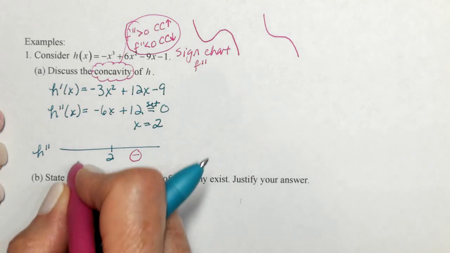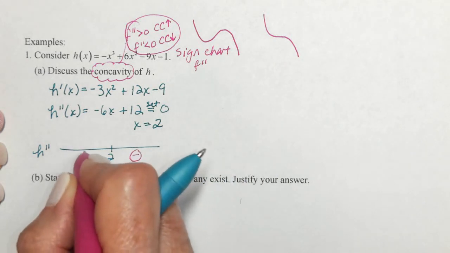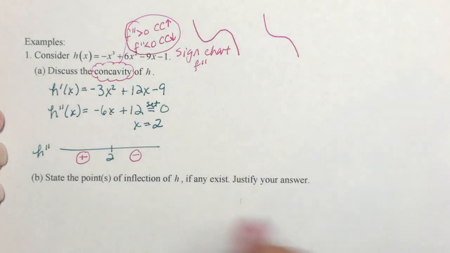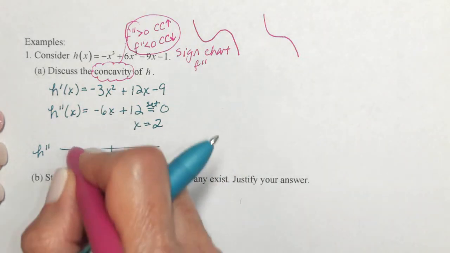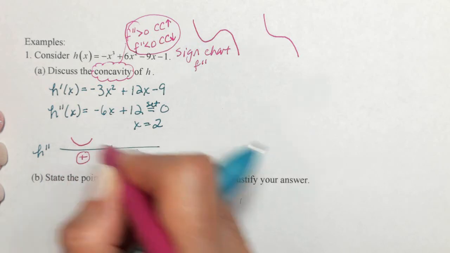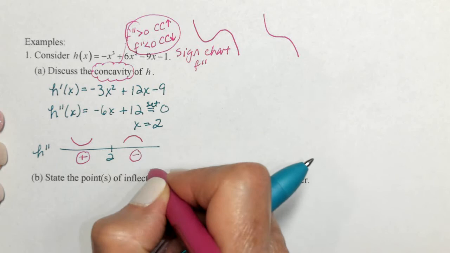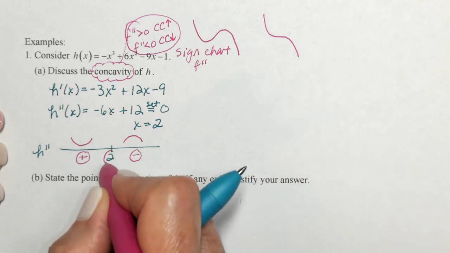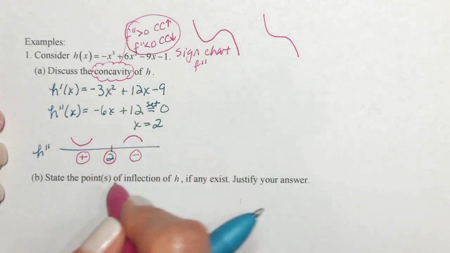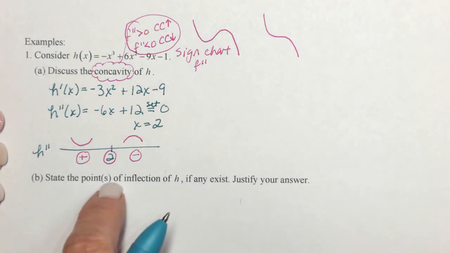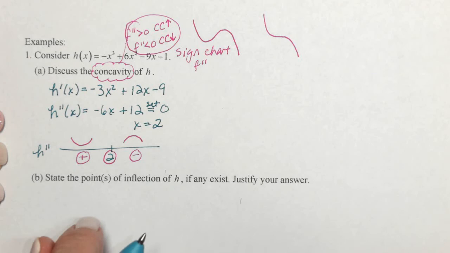On the other side, I know it's going to change signs because that 2 came from a single factor. So on the left of 2, the graph is concave up. On the right of 2, the graph is concave down. That makes 2 a point of inflection. They didn't ask about that here. I'm looking ahead to point B. That's going to be our answer in part B. So I kind of jumped the gun on that.